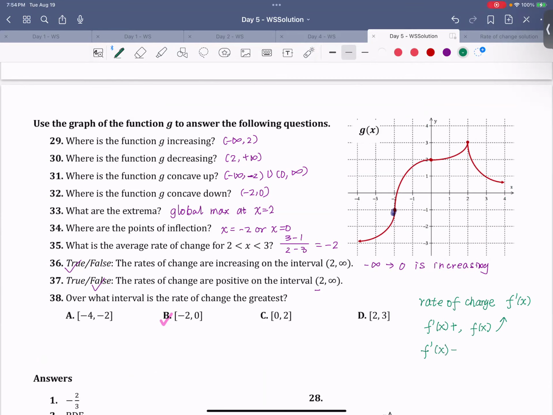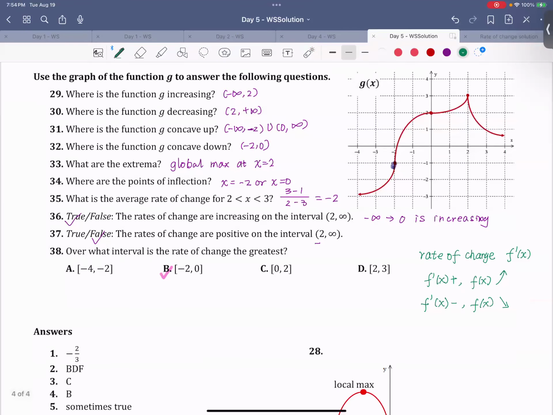If the first derivative is negative, f(x) is going down, decreasing. The first derivative only tells you if you are going up or going down. It does not tell you if you are concave up or concave down. Concavity, rate of rate of change is called the second derivative.